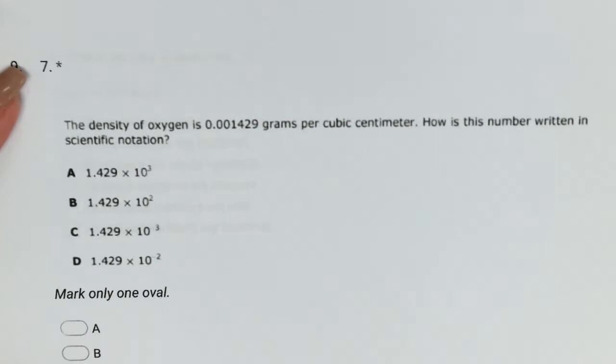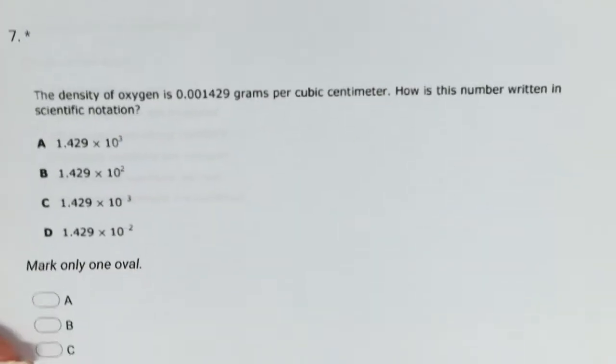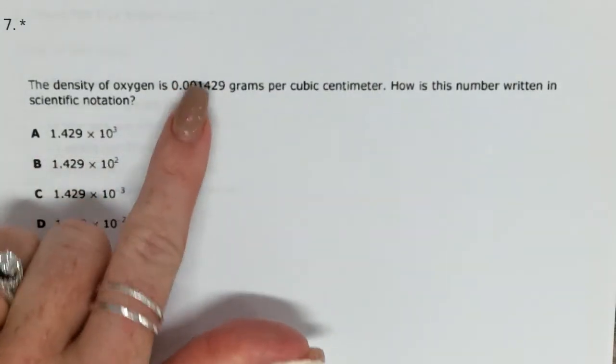Yes? Same thing on number 7. My calculator is already in mode SCI, so I simply type this in.